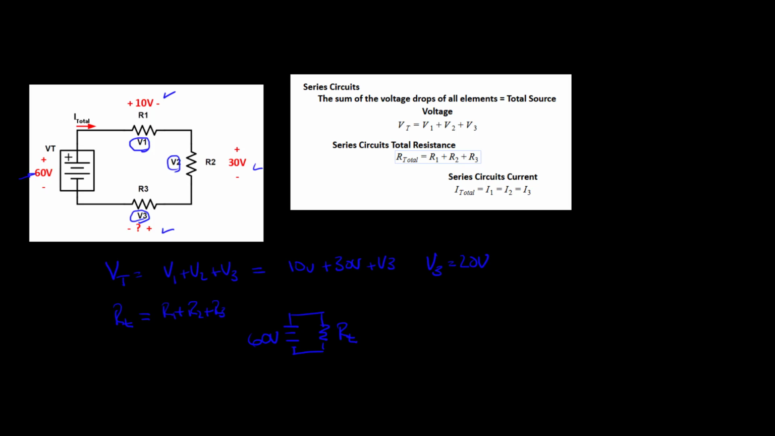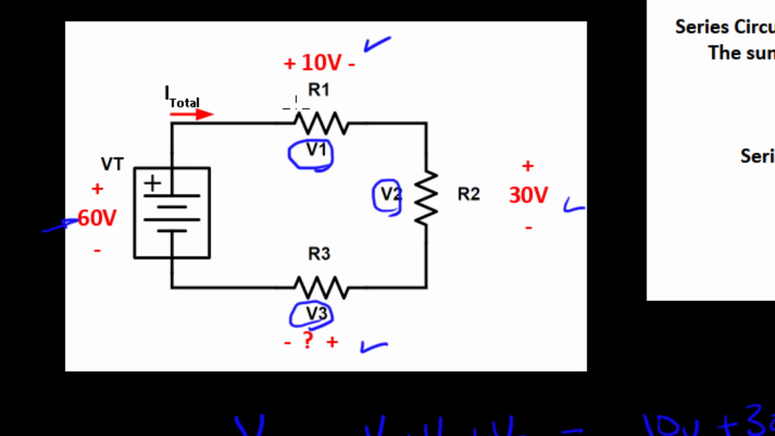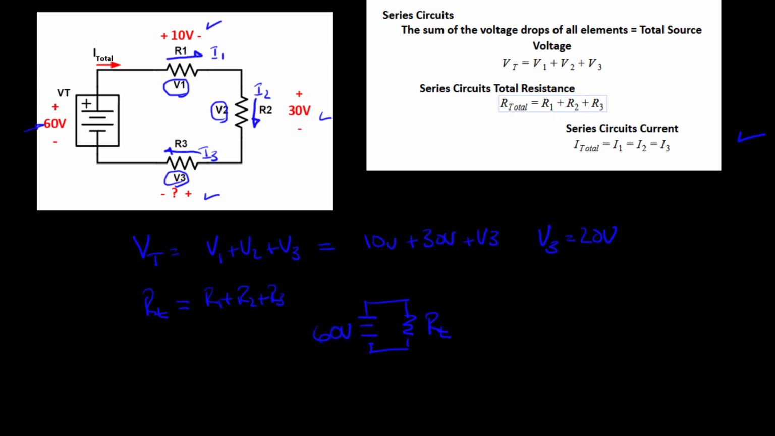Now, if I told you that my current through this circuit, I total, had a value, you would be able to see the third rule, and that is that the total current through the circuit is the same as the current through each element. So that same current, I total, flows through all three elements. And if I call these I1, I2, and I3, I come up with my series circuit current law. So I've got three different rules here: one for voltage, one for resistance, one for current.